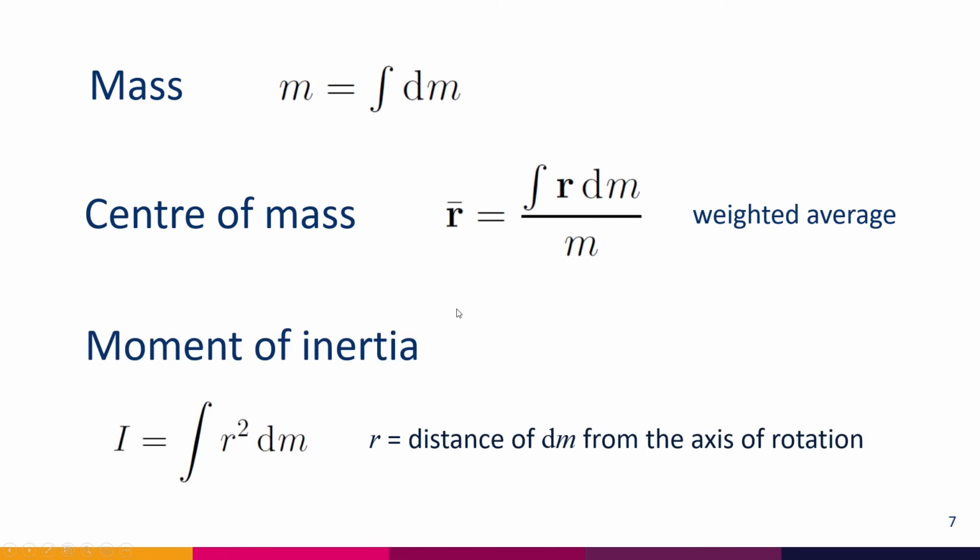We define the moment of inertia in a similar sort of way, except here we're having this r, this distance squared, times the little dm's, the particles of mass. And this r is the distance of dm from the axis of rotation about which we're concerned. So we sum up all this for the whole body, and that then equals I, the moment of inertia about a particular axis.